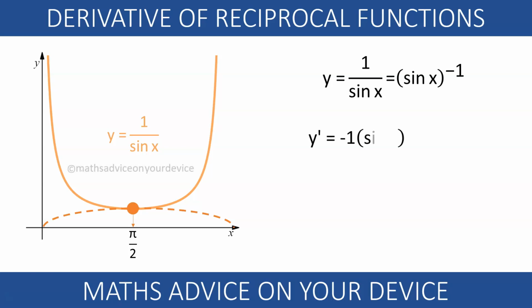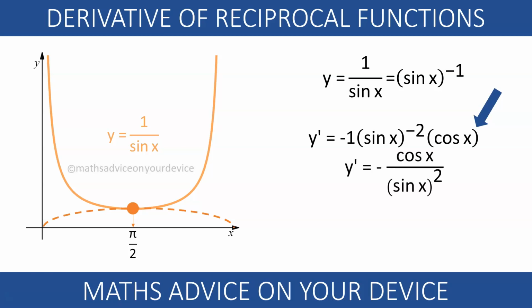The derivative is -1 times sine of x to the power of -2. Don't forget to multiply that by the derivative of what is inside the bracket and complete the chain of derivatives using the chain rule. The derivative of sine x is cosine x.